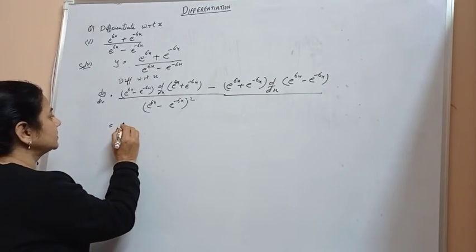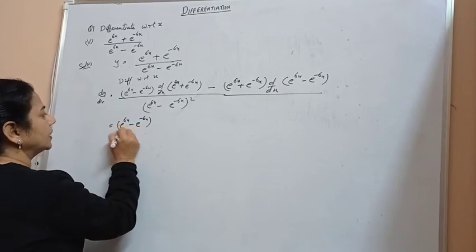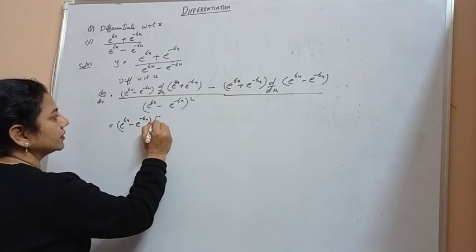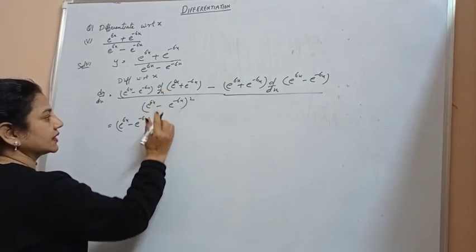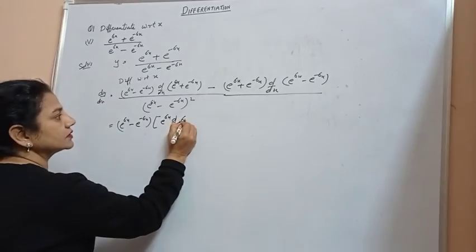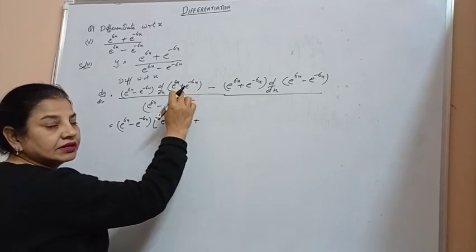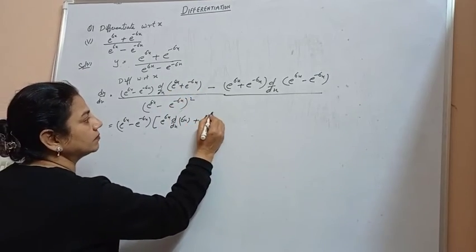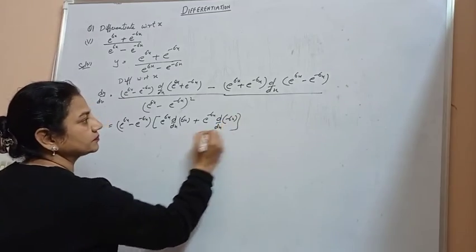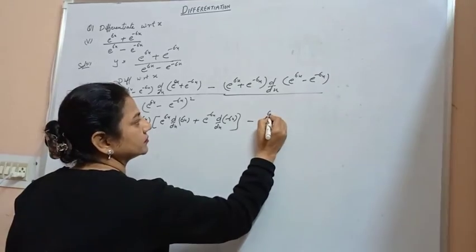First function as it is, e to the power 6x minus e to the power minus 6x, into derivative of the second function. Now in this case, I will take the derivative of e to the power 6x as e to the power 6x into derivative of 6x. Similarly, plus the derivative of e to the power minus 6x is e to the power minus 6x into derivative of minus 6x, minus second function as it is.